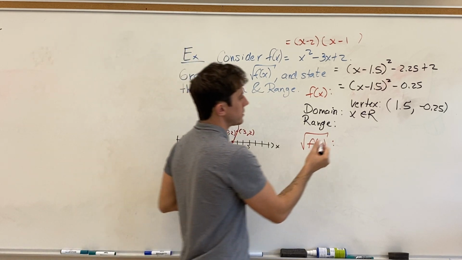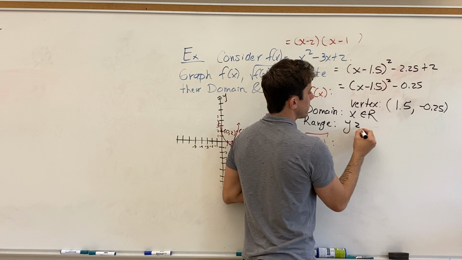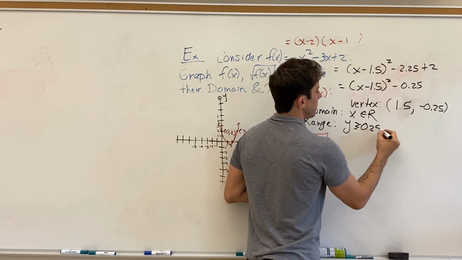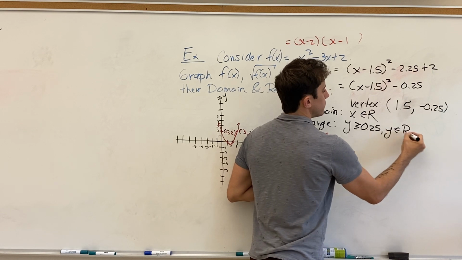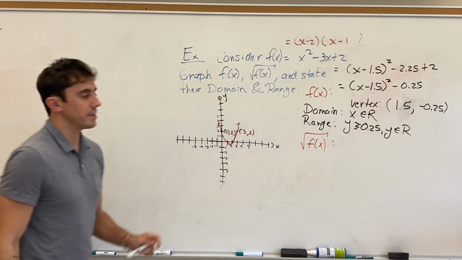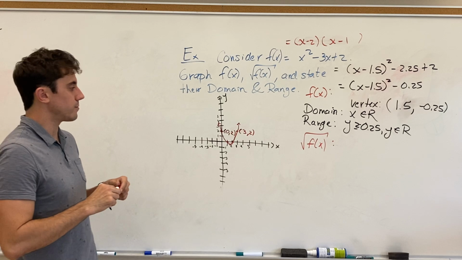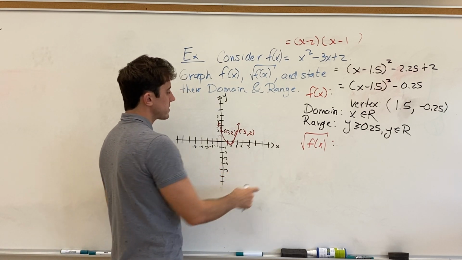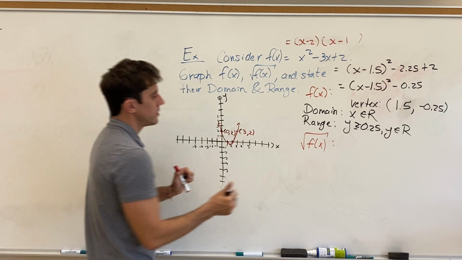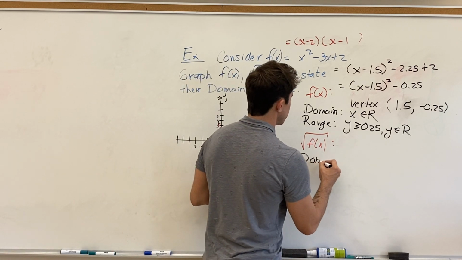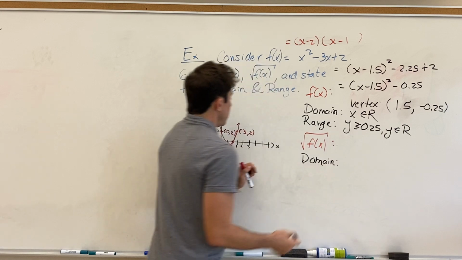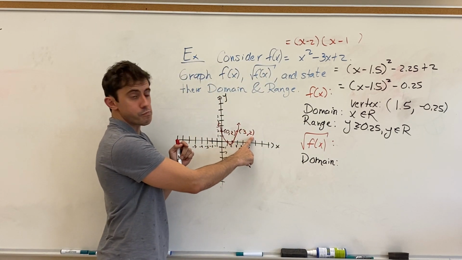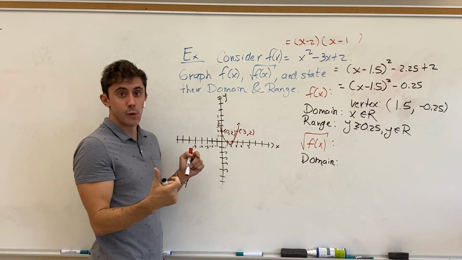And so for the range, we can write y is greater than or equal to negative 0.25, and of course, once that is considered, then y can be any element of the real numbers from there. Now, for the square root of f of x, that's going to be different, right? We're going to have a domain that is restricted because we can take the square root of any number as long as it's non-negative, right?